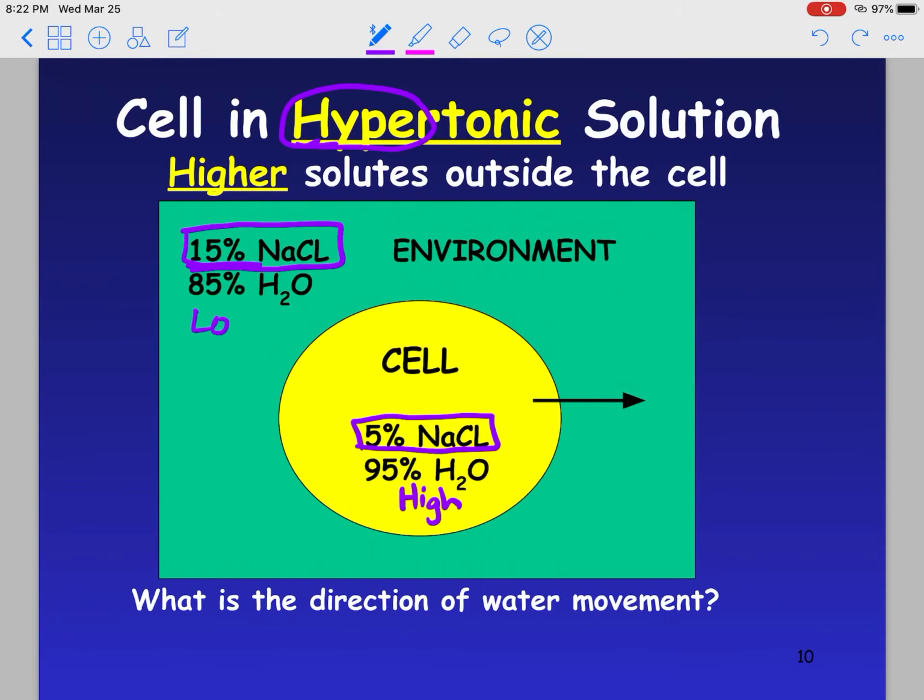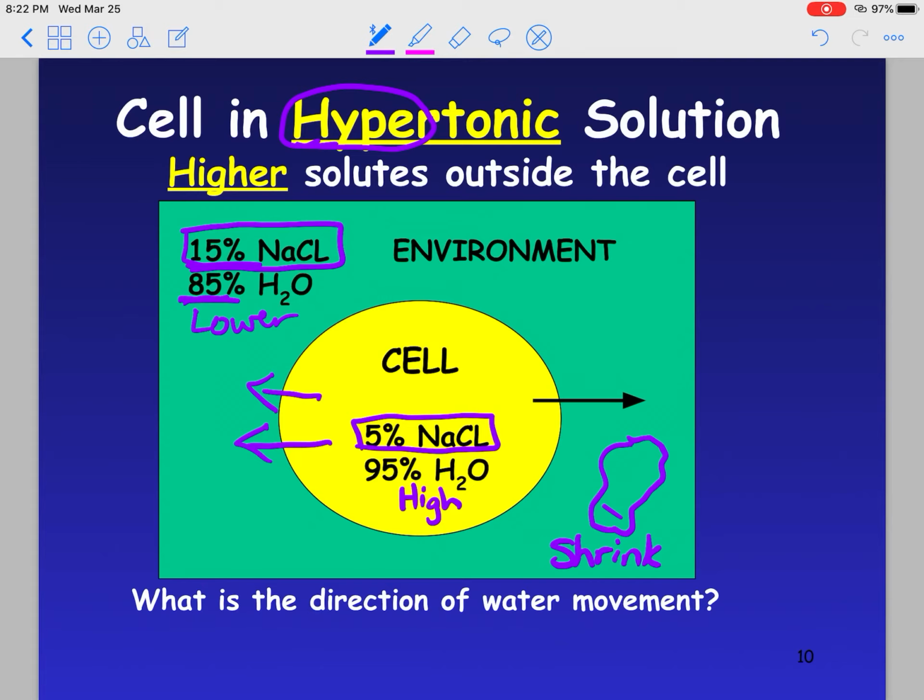And it is lower on the outside because we've got the 85% water. So if water moves from high to low, it's going to go out of the cell. So if we pull water out of the cell, instead of it getting bigger, what do you think is going to happen? It's going to shrivel up and kind of shrink. So in a hypertonic solution, the cells shrink.